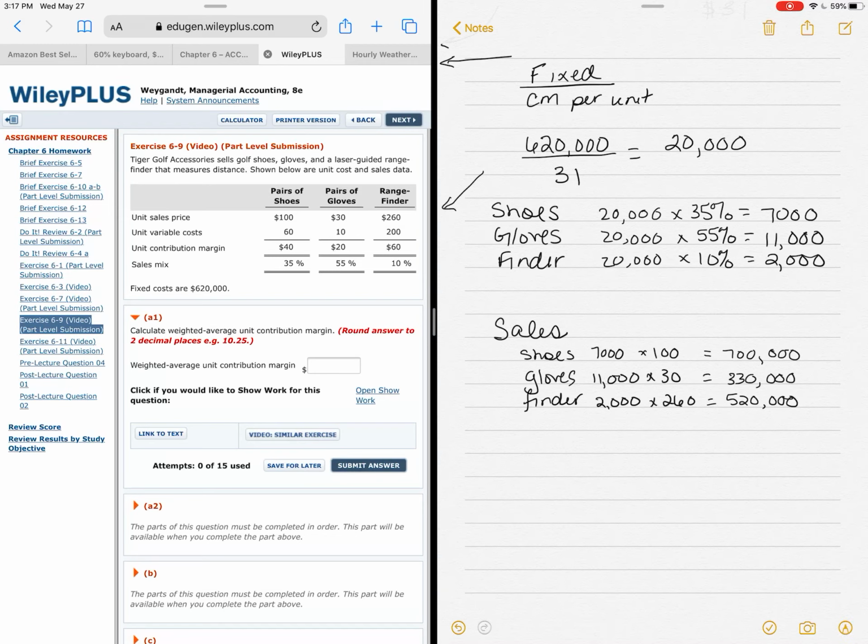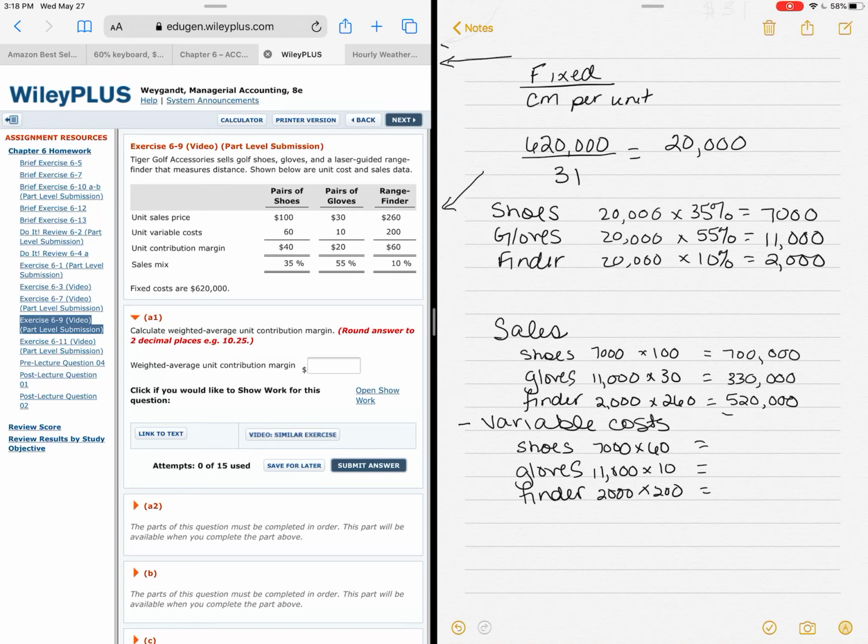Then I'm going to subtract all of my variable costs. I think your homework wants this number in total, but you can't do that unless you look at it by product. They're giving you those variable costs per unit. For gloves, we're selling 11,000. The variable costs were 10, and for the range finder, 2,000 sold, those variable costs were 200. So I'll do all of this math now.